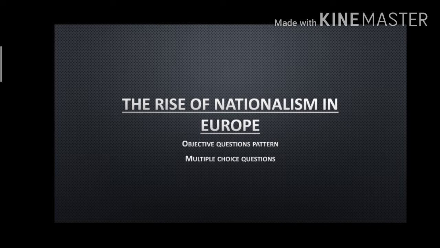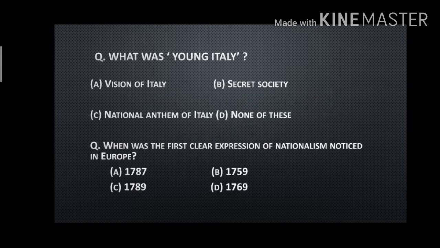So let's start. We start with a very basic one, that is the normal multiple choice question. For example, what was Young Italy? Here you have a simple direct question and 4 options: vision of Italy, secret society, national anthem of Italy, none of these. I'm sure all of you have answered this correctly. It's very easy. Yes, it's option B, that is secret society. Young Italy was a secret society founded by Giuseppe Mazzini.